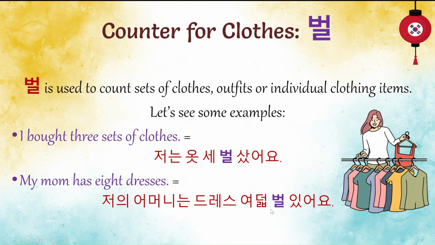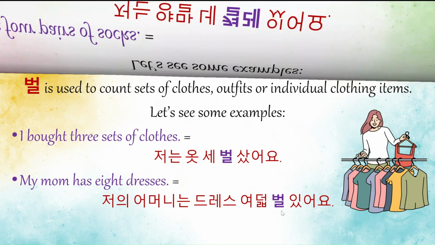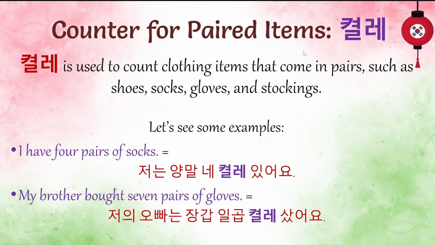Now you have to use a counter to indicate that you are counting a clothing item. And that counter is 벌. So this phrase is 드레스 여덟 벌. 8 dresses. Okay? Next comes the counter for paired items, and that is 켤레.